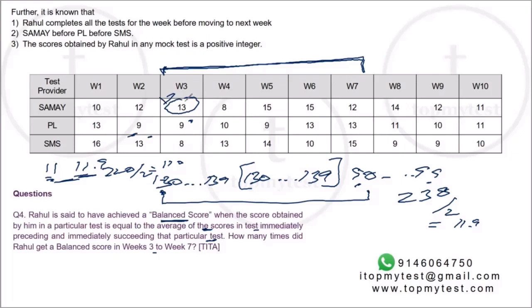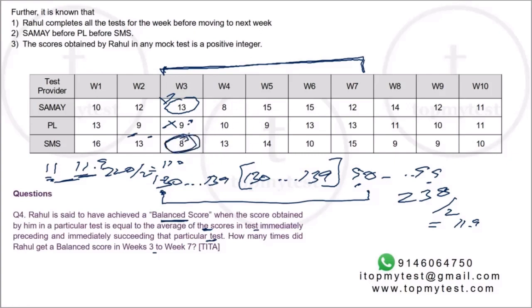8 and 13. Can the average come to 9? 8 and 13 is 10.5. So the minimum average itself is 10.5. Cannot be 9, right? 9 and 8. Can it come out to somewhere in the 8 range? 9 plus 8 is 17. 17 divided by 2 is 8.5. It can be in this range. So this is one case.